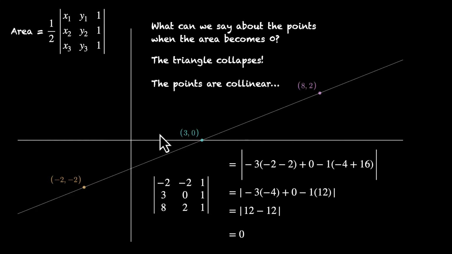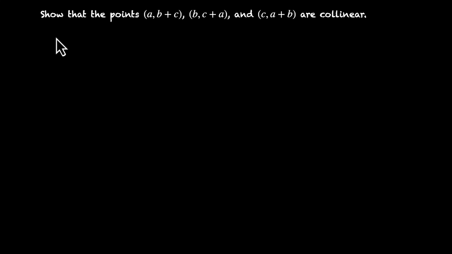Now let's use this to prove a set of 3 different points as collinear. Show that the points (a, b+c), (b, c+a), and (c, a+b) are collinear. Pause the video, try this out. Alright, so we have to prove that the determinant formed by these 3 points is exactly 0. So this is the determinant with rows a, b+c, 1; b, c+a, 1; c, a+b, 1.